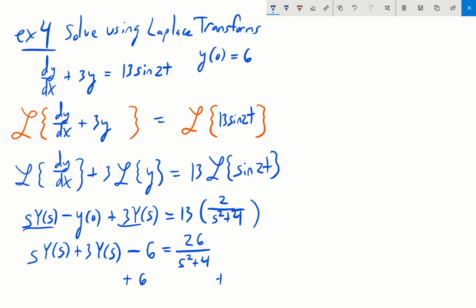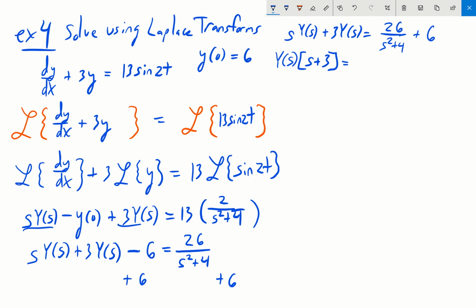So the first thing I would do is add 6 to both sides. We have s times y of s plus 3 y of s is equal to 26 over s squared plus 4 plus 6. We can now factor the y of s out of the left-hand side because it's a common term. That would give us an s plus 3, equals, and let's get a common denominator here to combine these terms. We want a single fraction, at least initially. You would have an s squared plus 4. You could think of this as being over 1, so multiply top and bottom by s squared plus 4. That should give us a 6s squared plus 6 times 4 is 24, and then 24 plus 26 would give us 50.